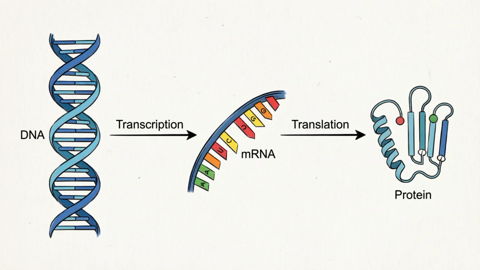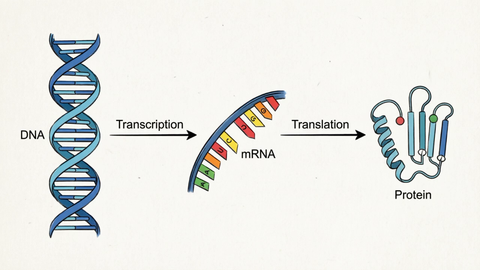This involves two steps. Transcription, where DNA becomes mRNA in the nucleus, and translation, where mRNA becomes protein at the ribosome in the cytoplasm. Picture 1. Simplified central dogma diagram. Let us look at the visual breakdown of the central dogma.